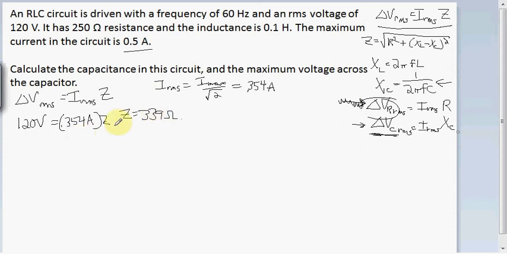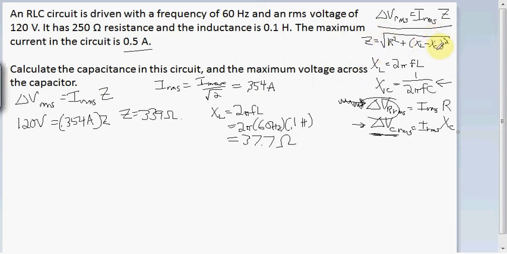Now we're going to use that to figure out what the capacitive reactance is, because we know what the resistance is. It's 250 ohms. The inductive reactance, we can figure that out. XL equals 2 pi F L equals 2 pi times 60 hertz times 0.1 henries. And so XL then is 37.7 ohms.